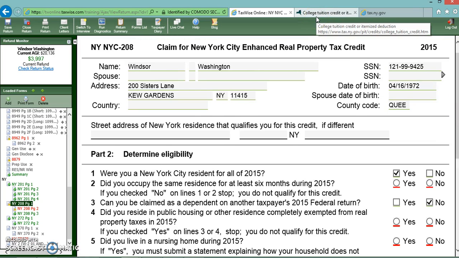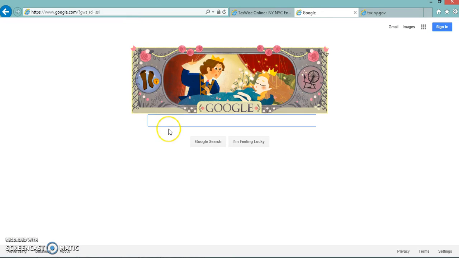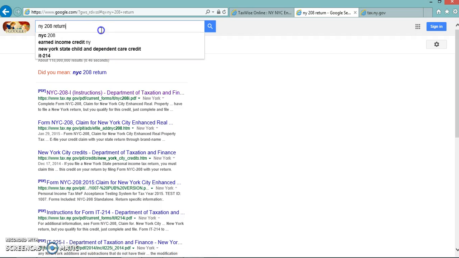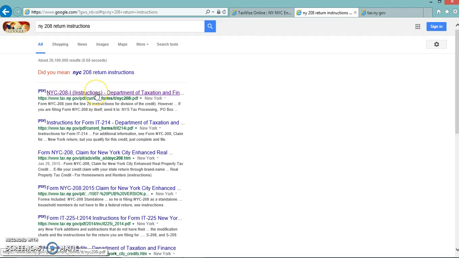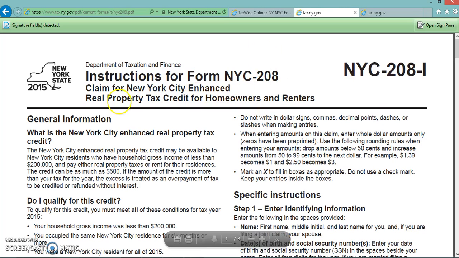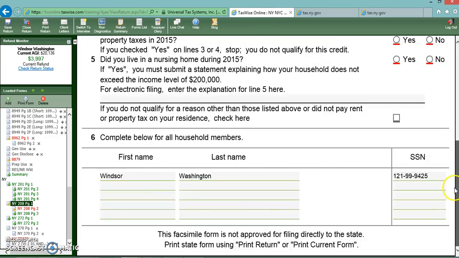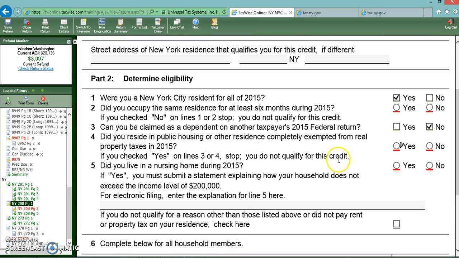So let's say if we were to look at the New York 208, just go to Google, or you can just search for instructions. Each form generally has instructions. So there we go. Claim for New York City enhanced real property tax for homeowners and renters, and then it gives you instructions. All right, if you wanted to go through that, you can. But for the most part, it's just simple informational stuff. This one, we're just going to go ahead and fill out the information.